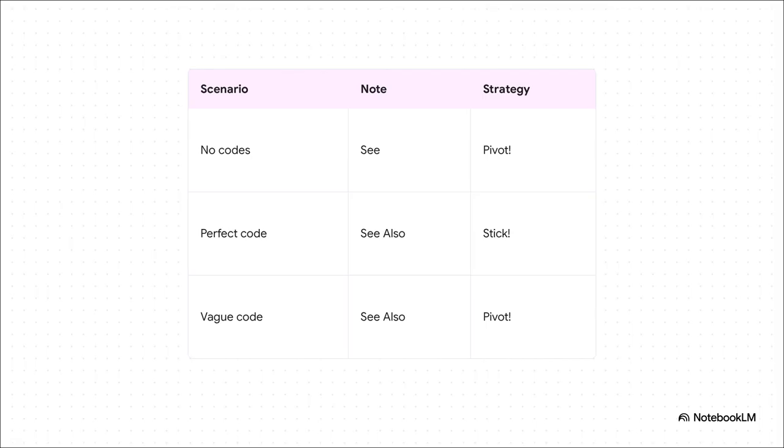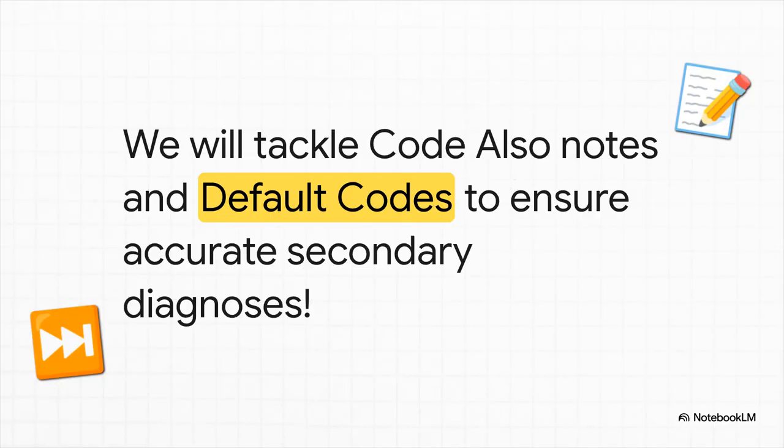Scenario 1, you see absolutely no codes, just a "see" note. Your strategy? Pivot immediately. Do not waste a single second. Scenario 2, you find a perfect code that matches your documentation right under the main term, but there is a "see also" note sitting next to it. Strategy? Stick and lock it in. Ignore that detour. Scenario 3, you only have a vague code under your main term, but your documentation is highly detailed, and you see a "see also" note. Strategy? Now you pivot to find that greater clinical specificity. Knowing exactly when to stick and when to pivot based on these traffic directors will save you a massive amount of time. All right, that wraps it up for today.